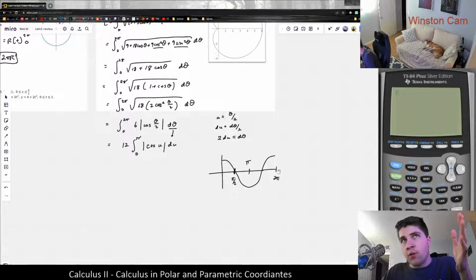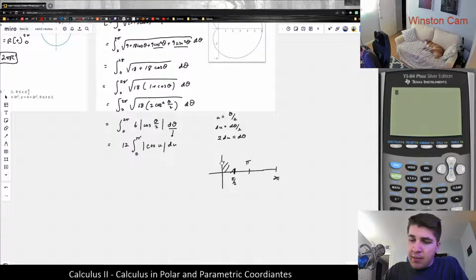Well, it's a quarter of the way through one period, but it's the point where it has an x-intercept. But essentially, the integral of cosine, if we integrate from 0 to pi, is going to give us 0 if we don't have an absolute value. So the absolute value of cosine is almost exactly the same curve.